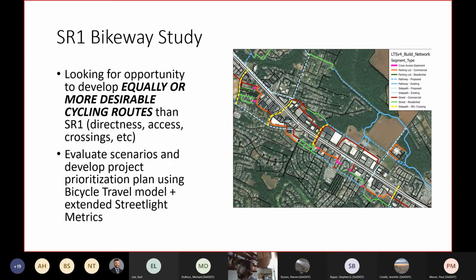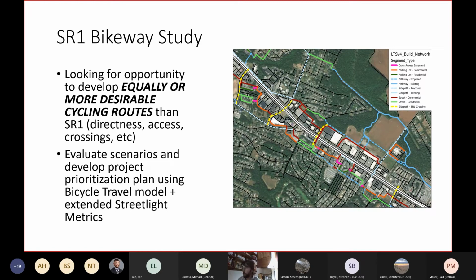How many of them are actually feasible? I don't know. If I was a betting person, it might even be less than 50%, but we have a lot of ideas. So we're going to do some interesting modeling and determine which ones might be the most valuable. And if there's an alignment that's actually feasible, then come up with a prioritization process for choosing which projects to move forward as we develop this sort of parallel pathway concept on both sides of Route 1.